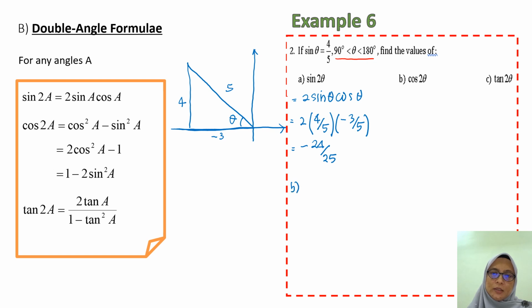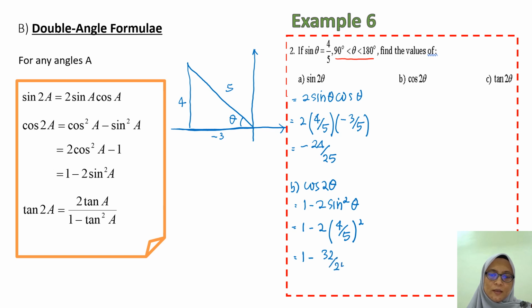So then B, you want to find cos 2 theta. Okay, so cos 2 theta ni boleh guna mana-mana salah satu daripada 3 formula tu lah. So let's say katalah saya guna 1 minus 2 sin square theta. So 1 minus 2 sin theta is 4 over 5 square. So ini kita akan dapat 1 minus 32 over 25. Or calculate, you will get negative 7 over 25.